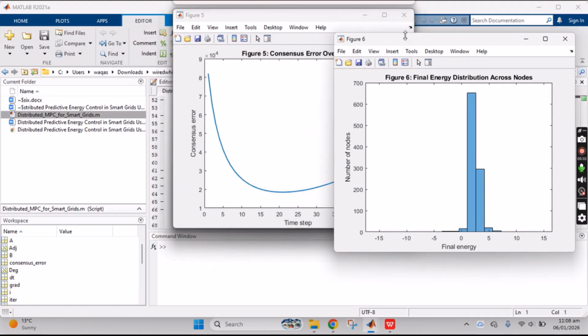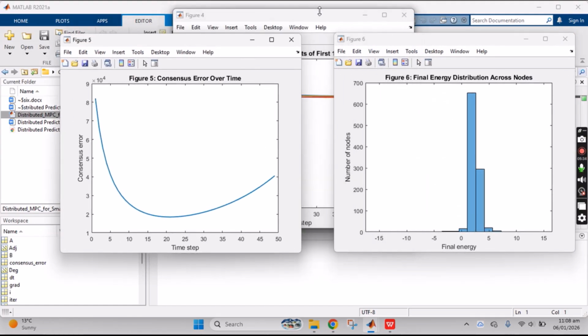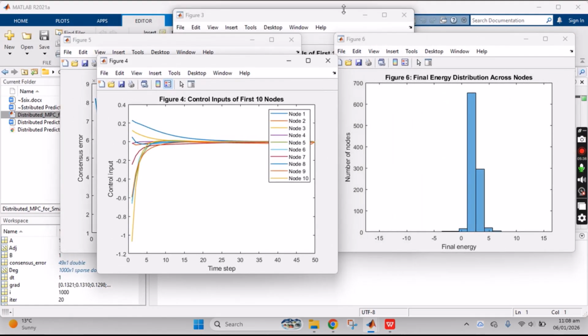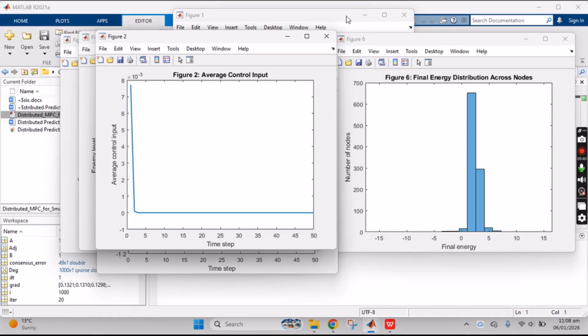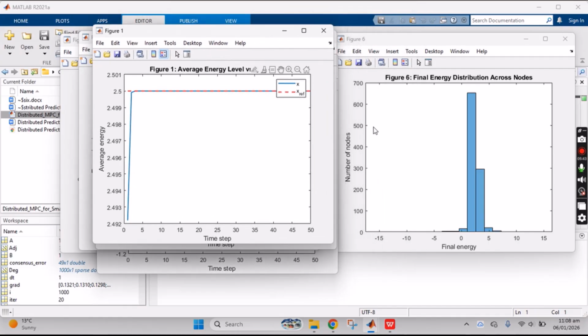Okay, so these are the 6 figures: consensus error over time, control inputs for 10 nodes, energy levels for 10 nodes, average control input, and the average energy level versus references.